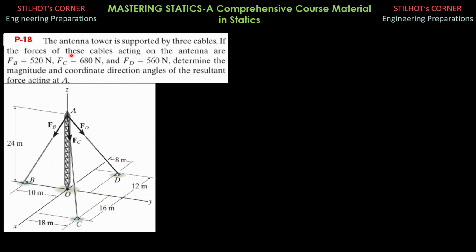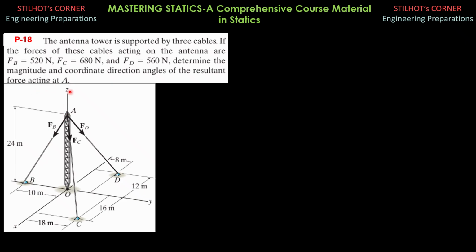Problem 18. The antenna tower is supported by three cables. If the forces of these cables acting on the antenna are FB is 250 newtons, FC 680 newtons, FD 560 newtons, determine the magnitude and coordinate direction angles of the horizontal force at A. So let's express each in vector form.